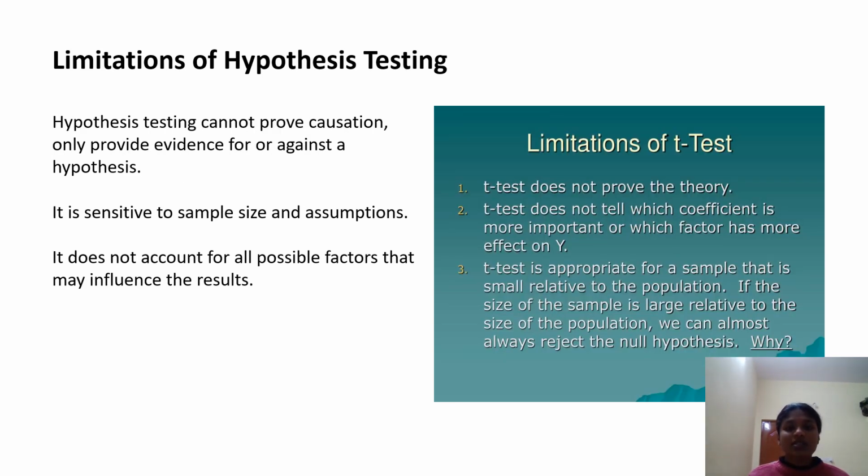Limitations of hypothesis testing. Hypothesis testing cannot prove causation, it can only provide evidence for or against the hypothesis. It is sensitive to sample size and assumptions. It does not account for all possible factors that may influence the result in a hypothesis testing.